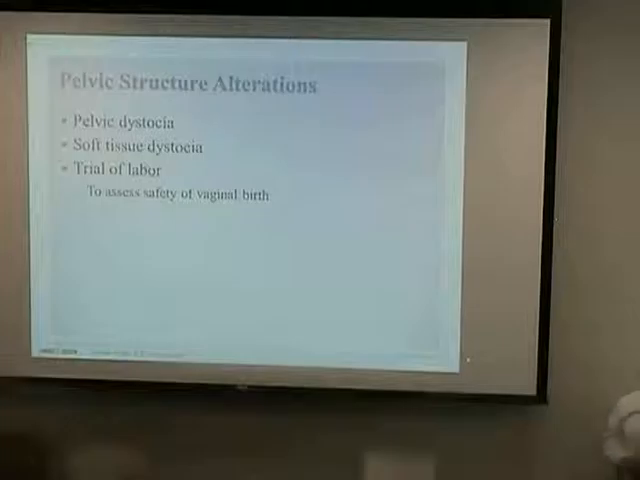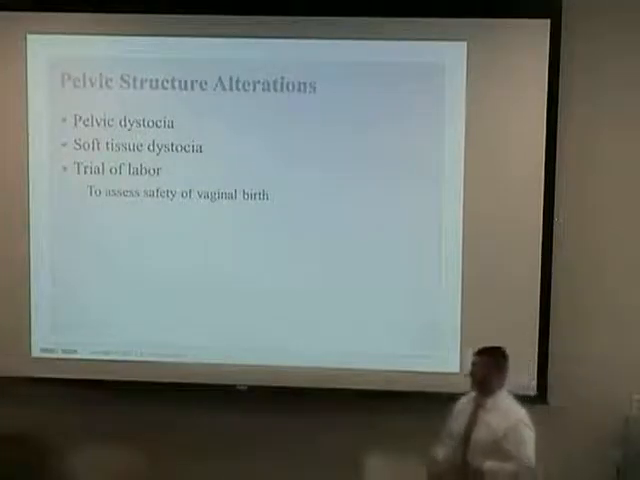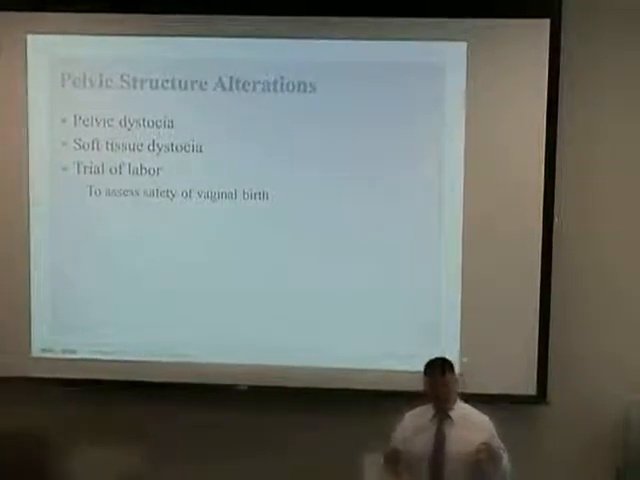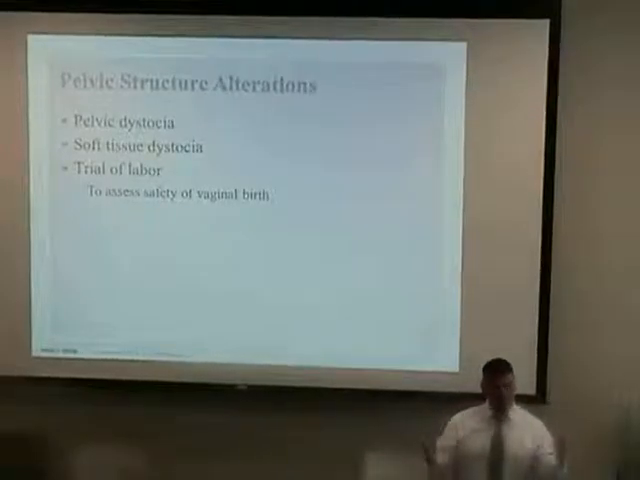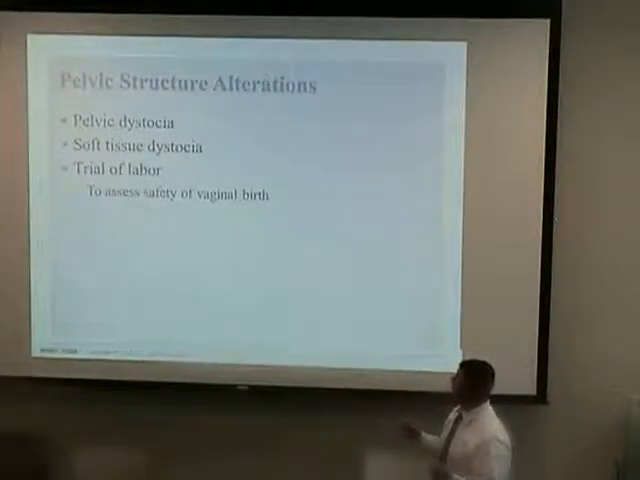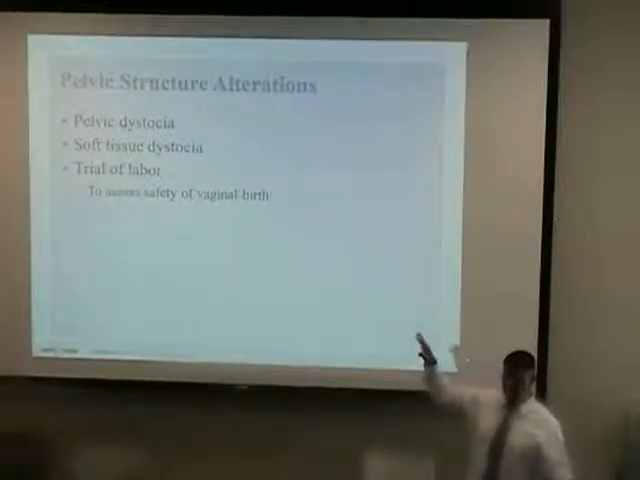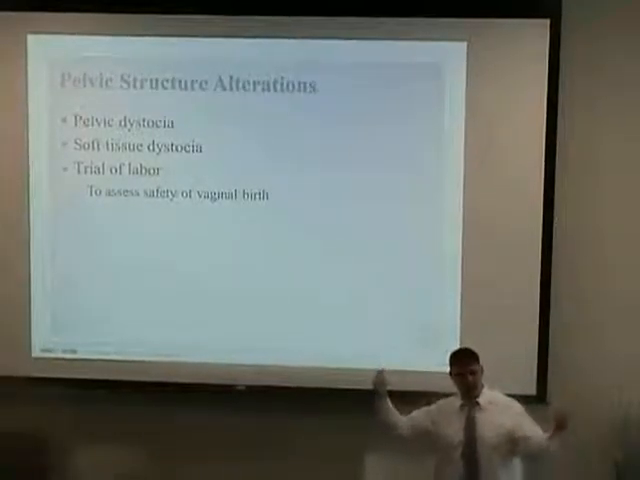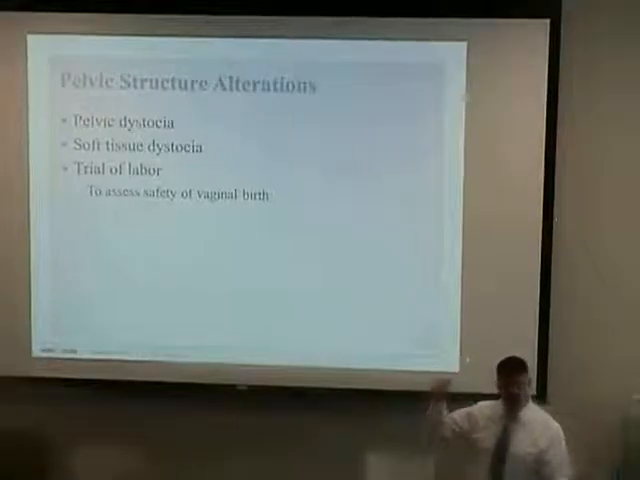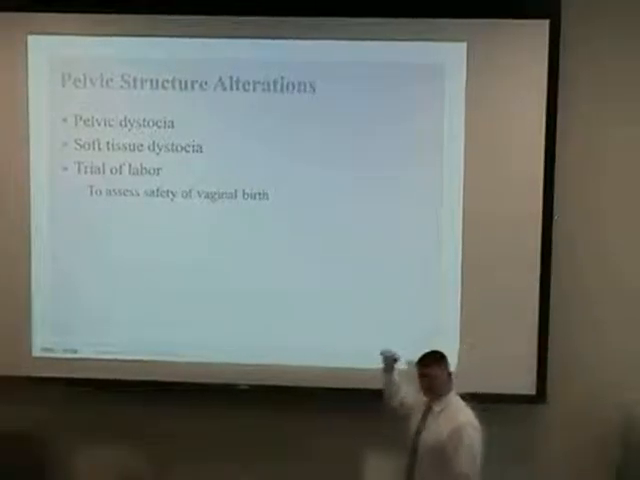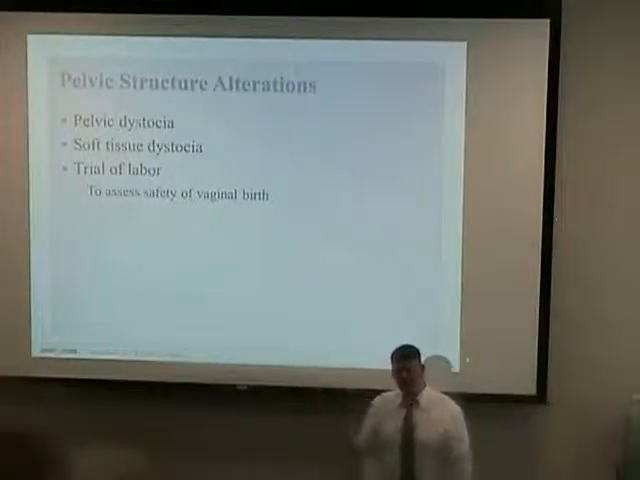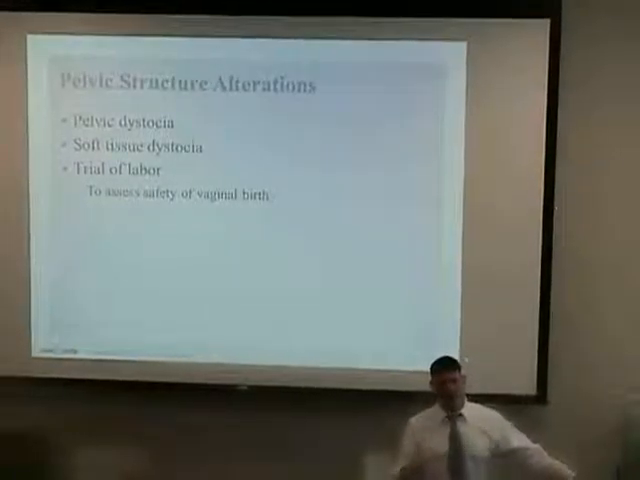Now, pelvic structure alteration. Now we're talking about dystocia. We're talking about the passageway, right? Now we've got problems with the structure of the pelvis. There's pelvic dystocia when you've got a misshapen pelvis, like a platypelloid pelvis, that makes it very difficult for the baby to be born. And then there's soft tissue dystocia. Can you think of a soft tissue dystocia, something that would cause trouble for the baby to be born?